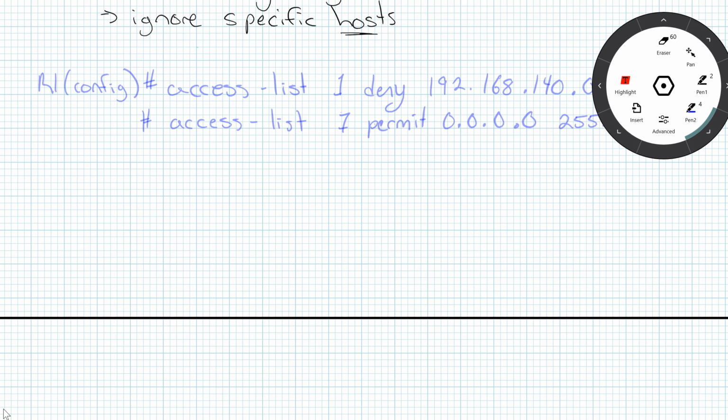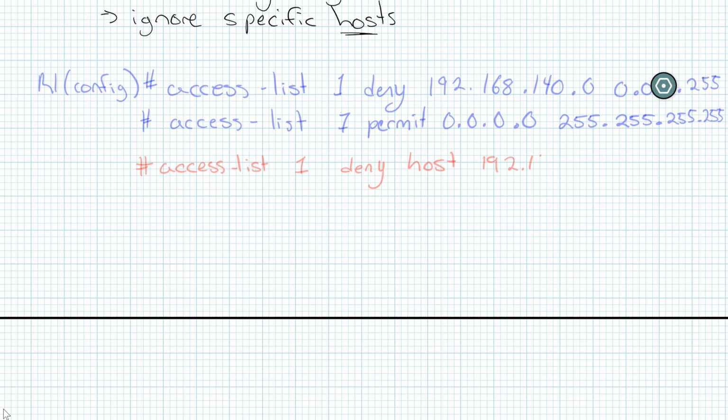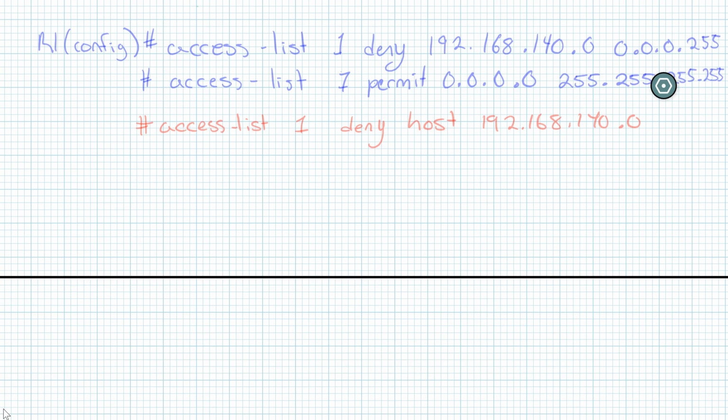In this particular case, because we are blocking all the hosts, we can use a keyword to make this a bit easier, because blocking the hosts on a network is quite common. So we could write this in an alternative form with access list 1, deny, and this time we're going to deny hosts. So we're going to say deny host and then the network that we want to deny the hosts from, .140.0.